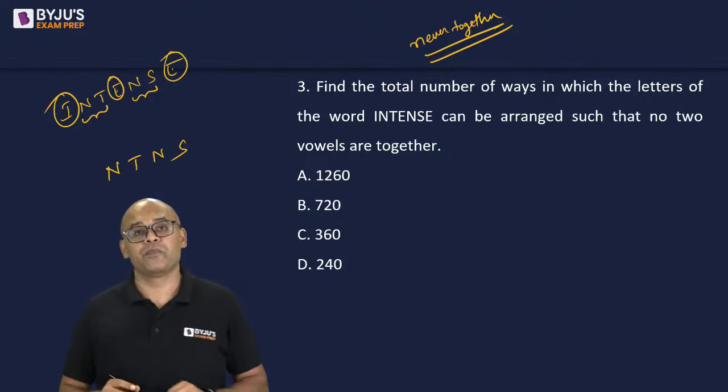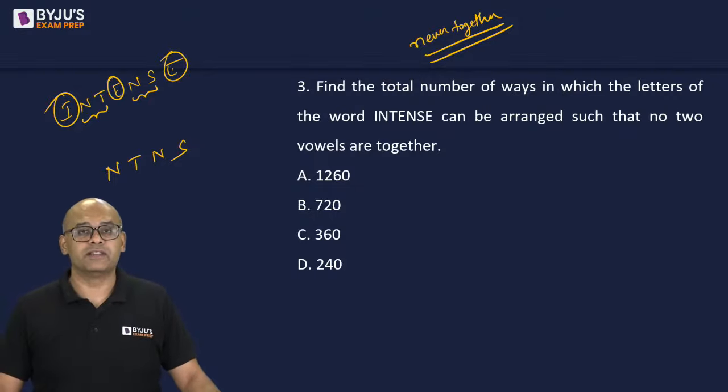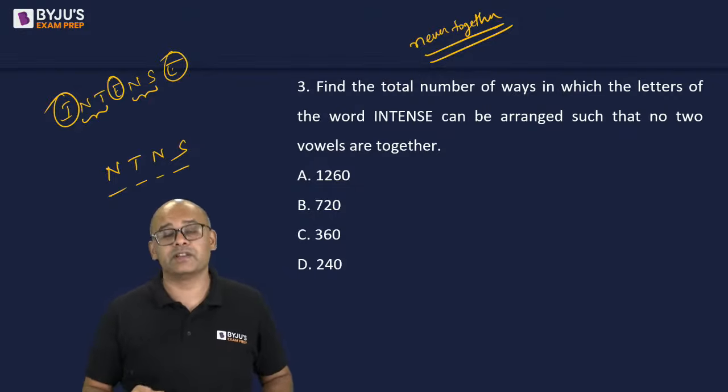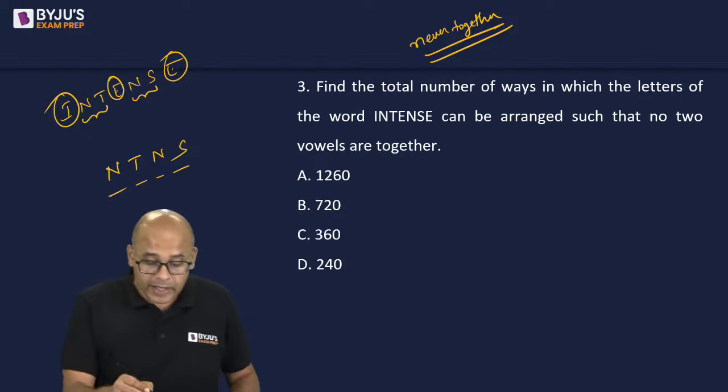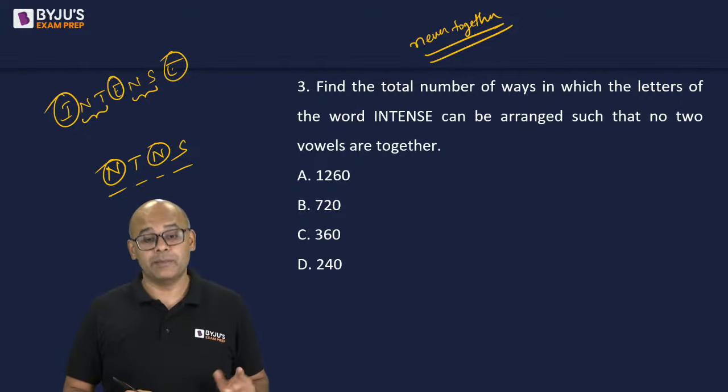First arrange them all possible ways. So 4 people in 4 chairs. How many ways can you arrange this? But remember, N is repeating here.